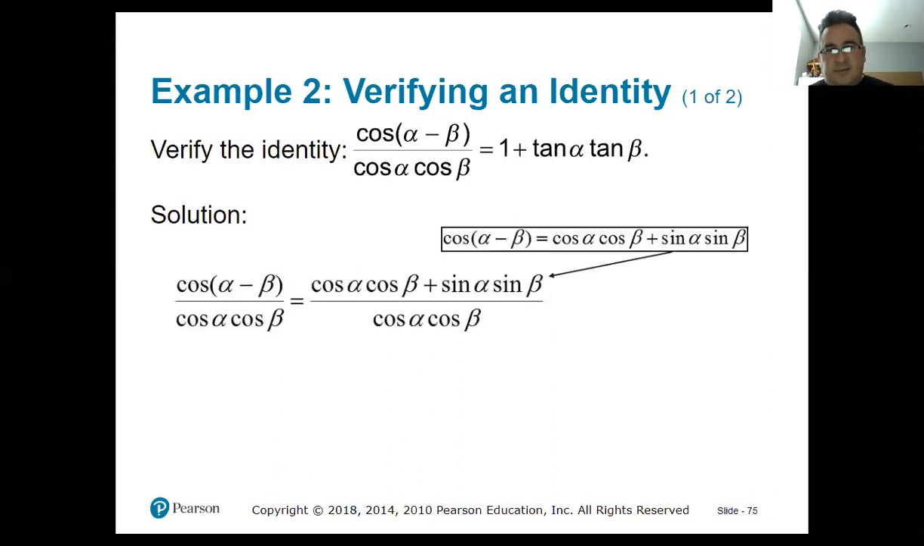And now I can go ahead and split these two fractions apart, right? So on the left side, I'm going to end up with... What if you just multiply the denominator? Wait, never mind. Forget that.